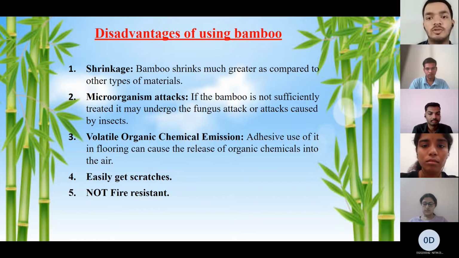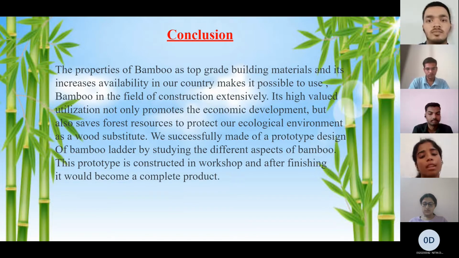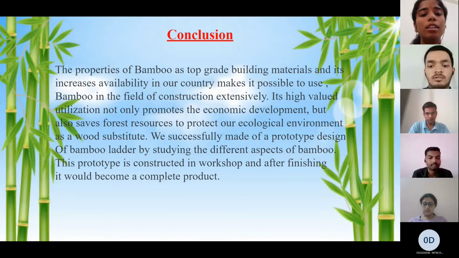Now I'll hand it over to Neha. Thank you, Mangesh. Now we finally conclude that bamboo is of high value utilization, not only for economic development, but also because it saves the forest and supports our ecological development. We also saw its properties, advantages, disadvantages, and features. Hence, we successfully made a prototype design of a bamboo ladder by studying the different aspects of bamboo. This prototype is constructed in the workshop, and with finishing it will finally become a complete product.